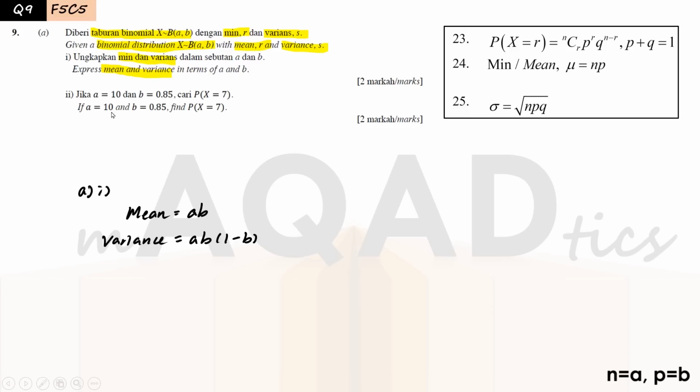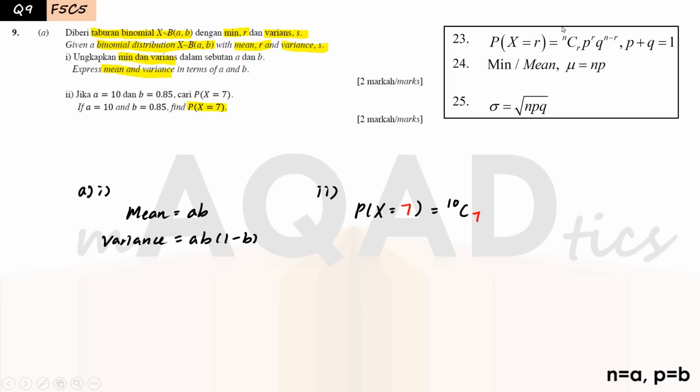And for part 2, we are given that A is equal to 10 and B equals 0.85. So now we need to find the probability where x equals 7. Here we are going to use this formula to help us. The value of r here would be 7, and for the first part, it's nCr, where n is the value of A, which is 10, and r would be 7.